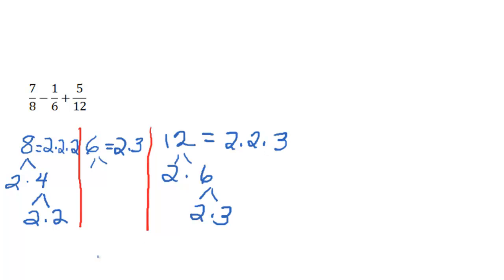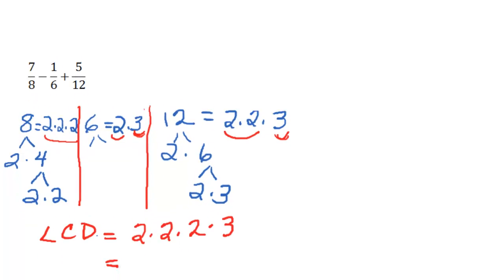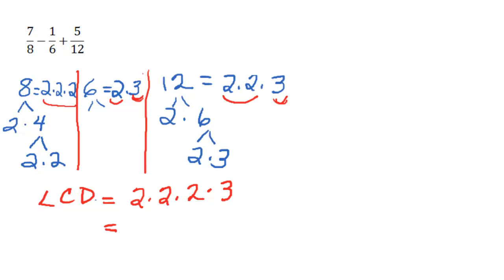So to find the LCD, we look at all 3 prime factorizations. We see that 8 has 3 2's, 6 only has 1 2, and 12 only has 2 2's, so we need to take the highest, so we need to take the 3 2's from 8. And we also need to take a 3. Now 6 has 1 3, and 12 only has 1 3, so we only need one more 3. And so then this is 2 times 2 is 4, times 2 is 8, times 3 is 24. So our least common denominator is 24.